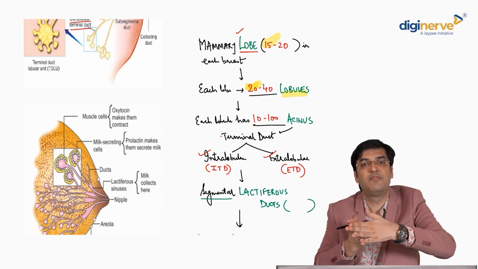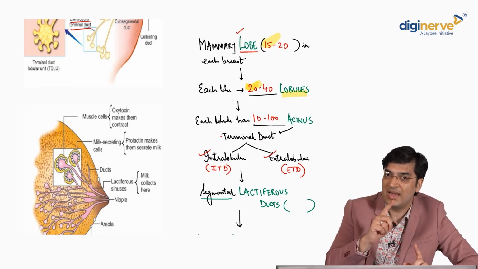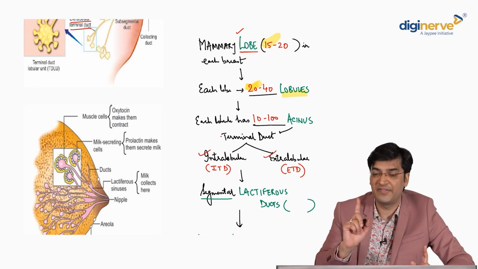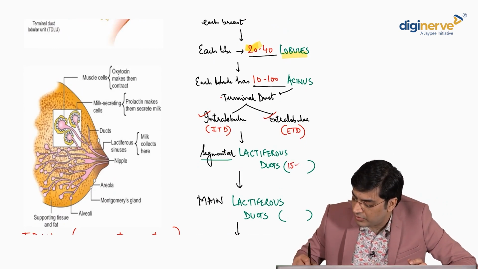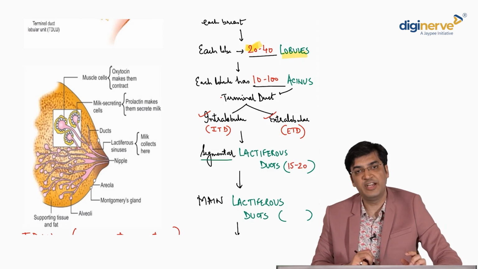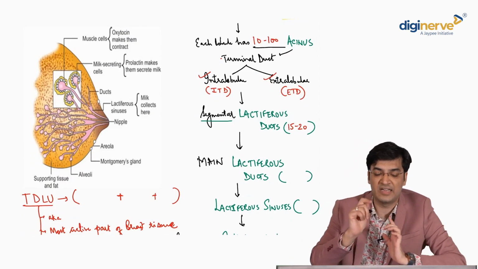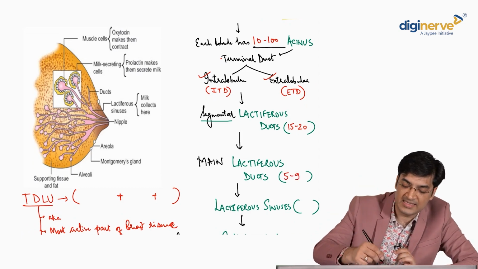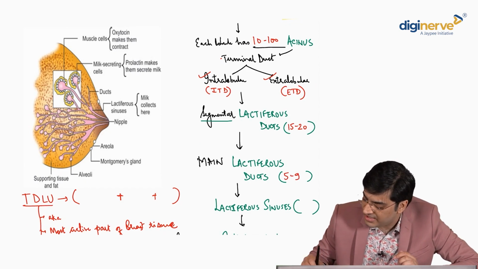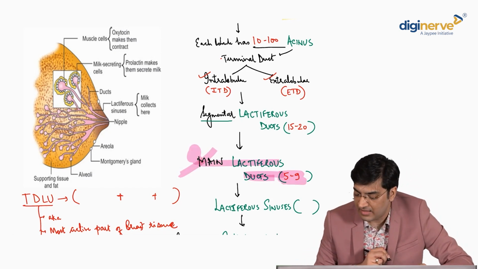Intralobular ducts combine to form an extralobular duct, which further opens into a lactiferous duct. Which one? Segmental lactiferous, not the main lactiferous. How many segmental lactiferous ducts are there? There are about 15 to 20 segmental lactiferous ducts. Now, these segmental lactiferous ducts further open into main lactiferous ducts, and they are about 5 to 9 in number, and this is your potential MCQ point. It is mentioned in Love and Bailey 28th edition that lactiferous ducts are 5 to 9 in number. This can potentially be a question.